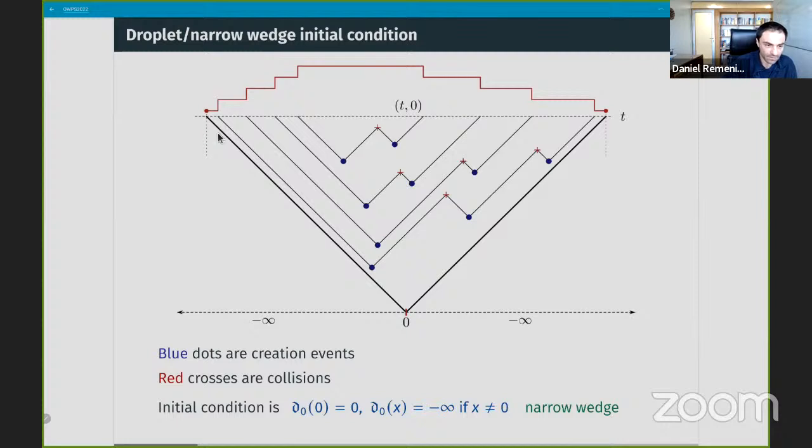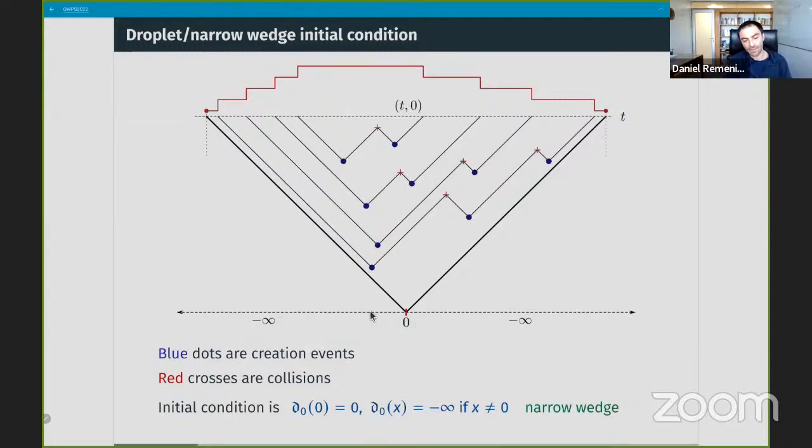So I have this shape here, and remember that now my nucleations are all happening inside this cone. You can think of this as changing the initial condition of the process in the following way. I start with height 0 at the origin and minus infinity everywhere else. So there's just this infinitesimal island at 0, and everybody else is minus infinity. This looks bad, but actually it's a very good initial condition in this process.